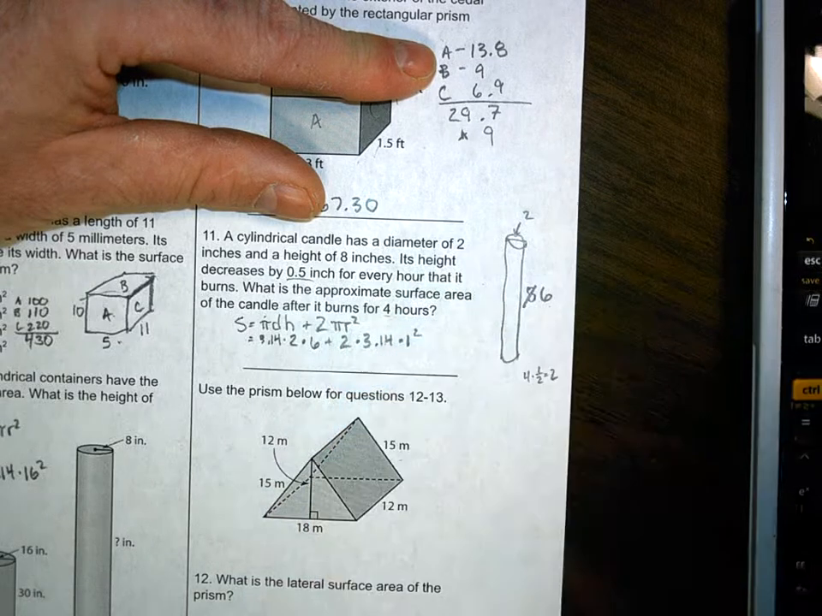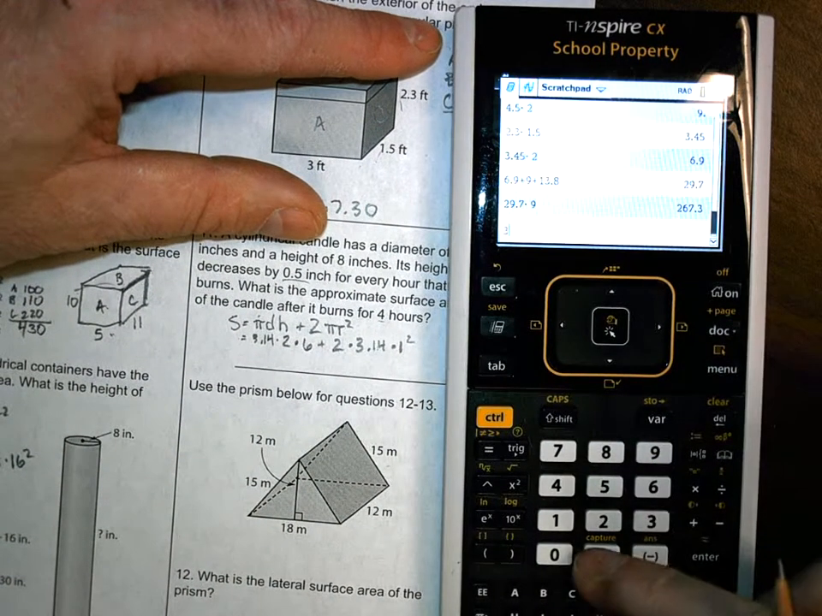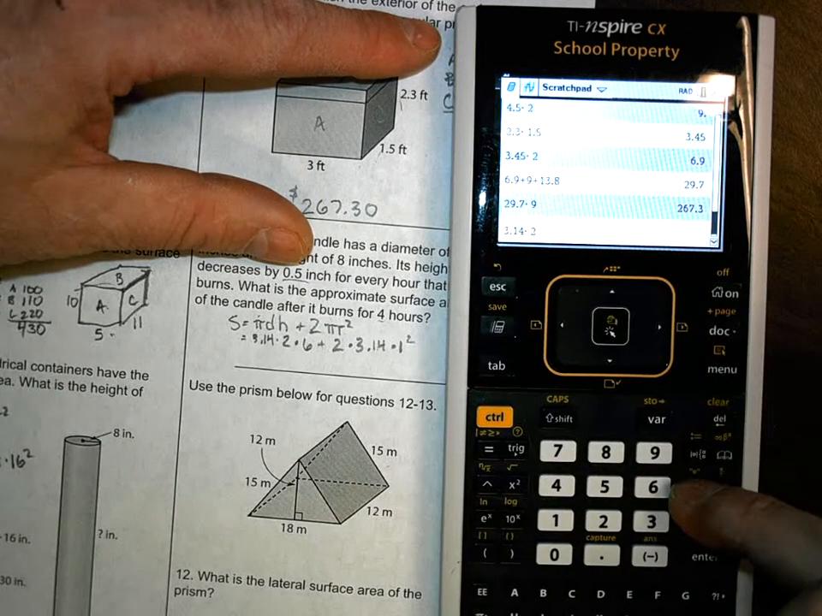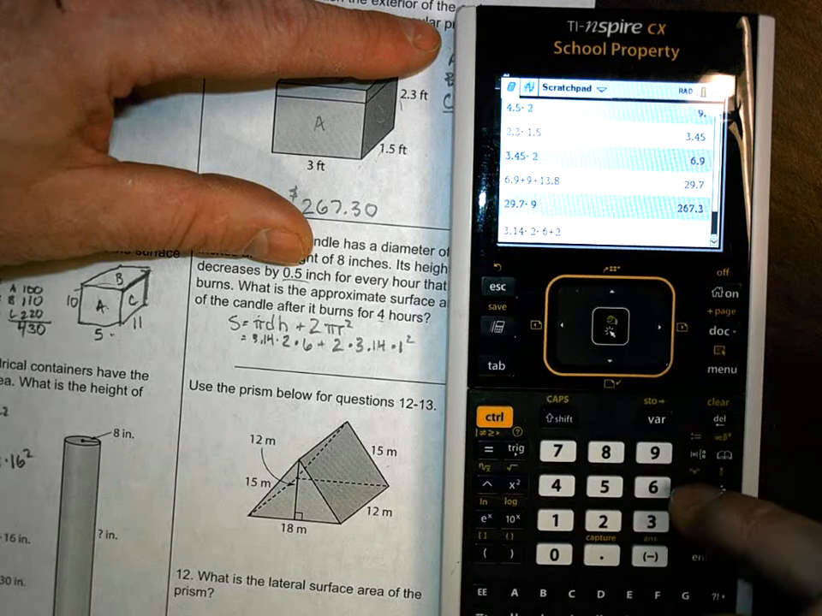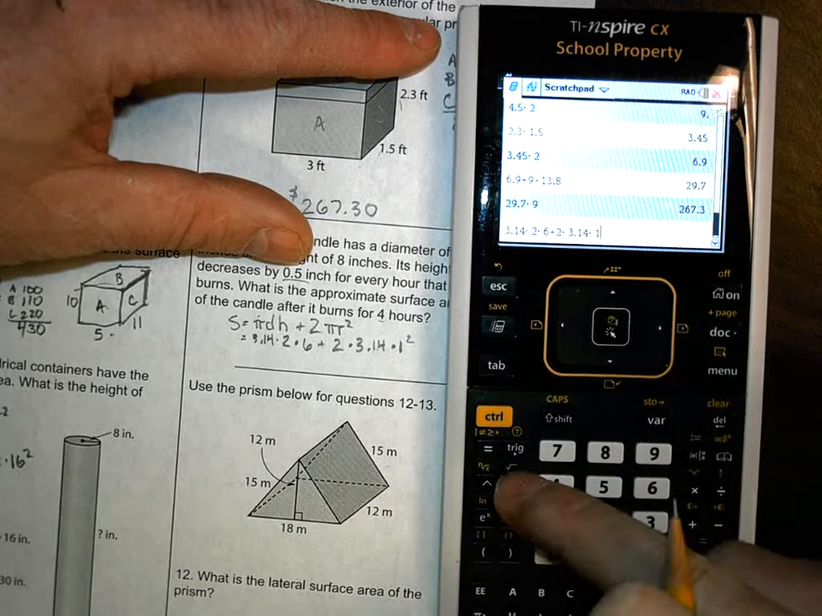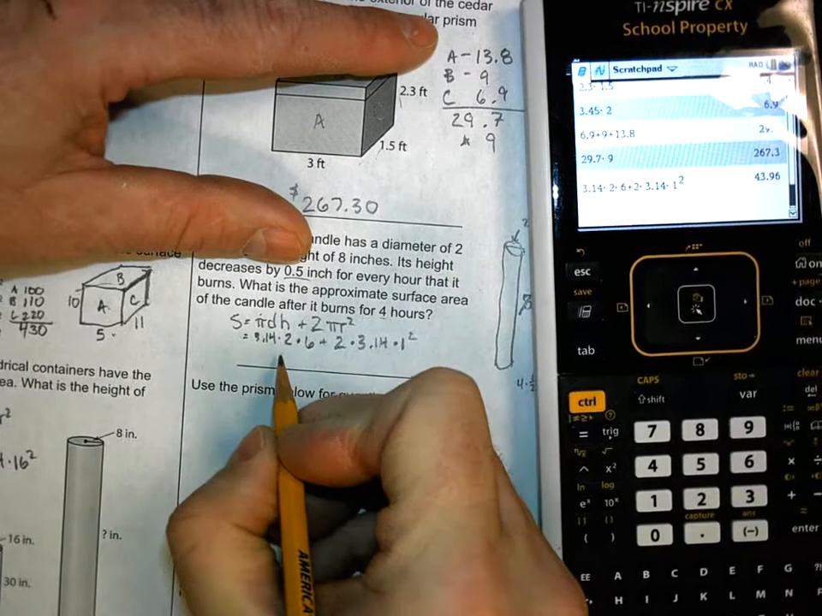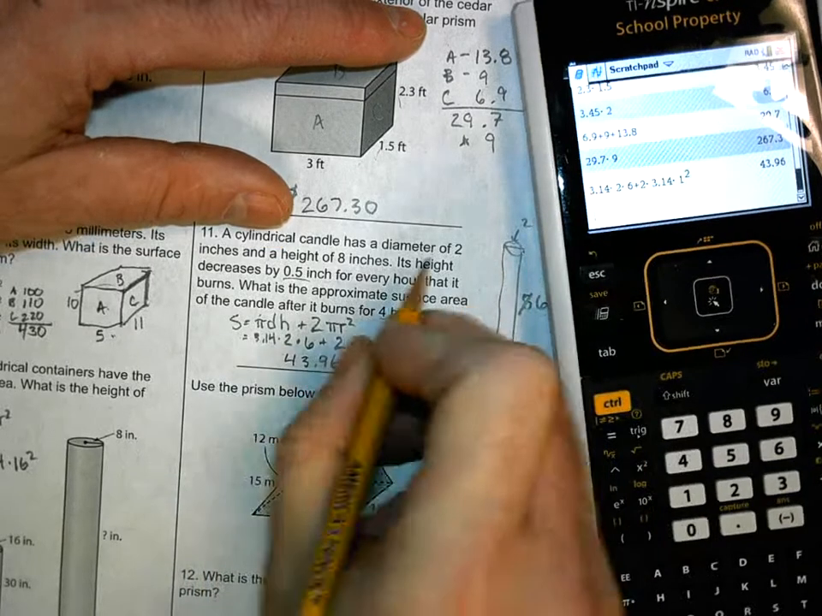And now all you do is type that in. So 3.14 times 2 times 6 plus 2 times 3.14 times 1 squared. I really didn't need to type that in, but I did anyway. And I get 43.96. And I've got to bring back the measurement, which is inches squared.